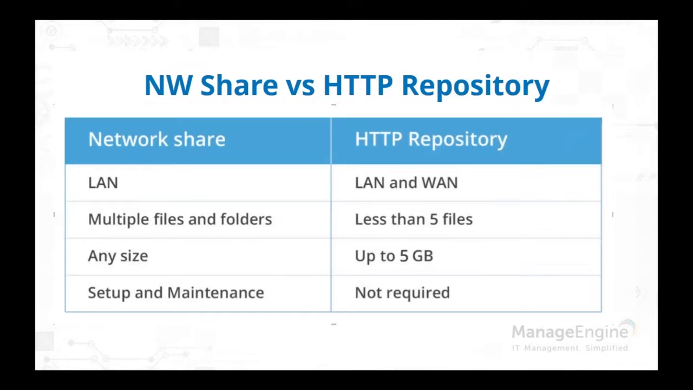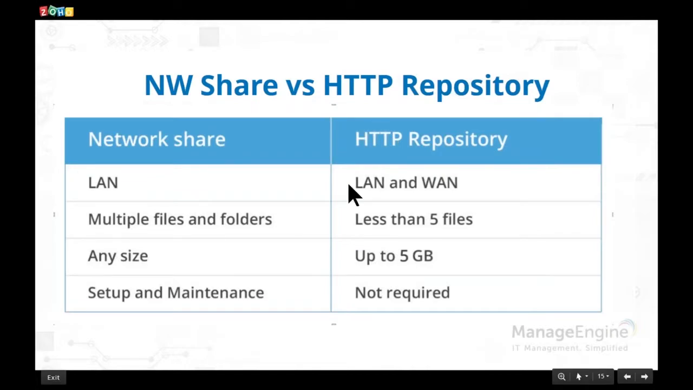Now let's talk about a quick difference between the network share and the HTTP repository. As we discussed, the network share is available in your local setup, where you create a network share followed by multiple files and folders. It could be of any size and any form, like MSI, EXE, or anything. You can dump all the applications you want to install in your network into your network share path, and you can start deploying them whenever you need them in the network.